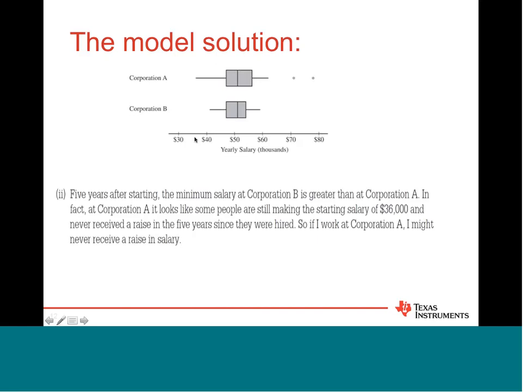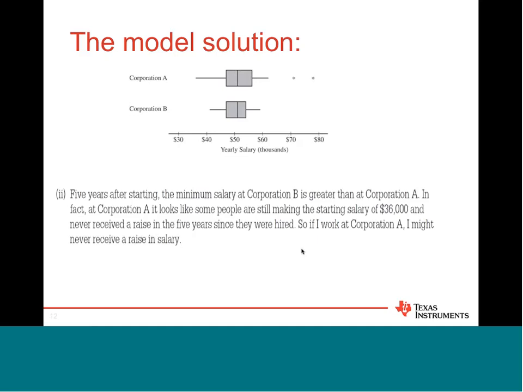Is anybody at Corporation B making the starting salary? No. Everybody at Corporation B has gotten a raise. So one good model solution is I'm going to Corporation B because everybody got a raise there. So I know I'm going to make more than $36,000 5 years down the line. I mean, that was a very good solution.